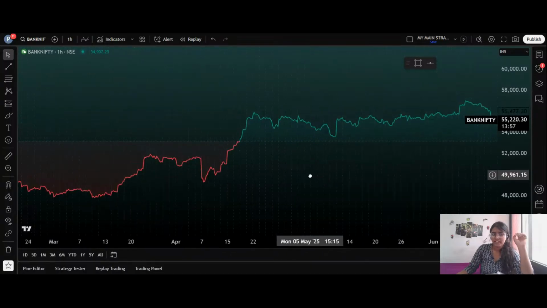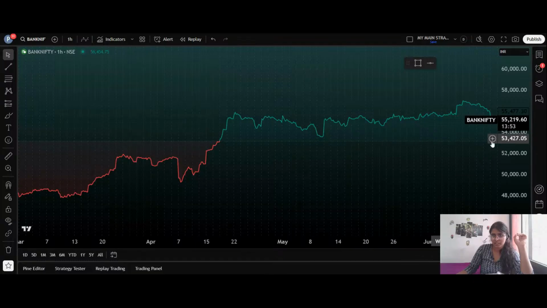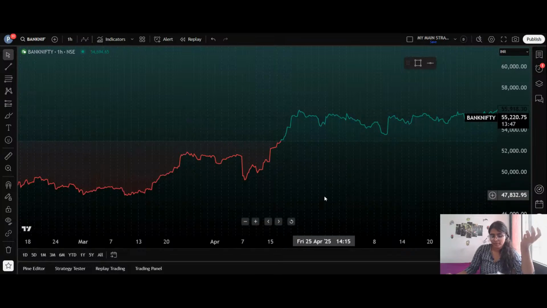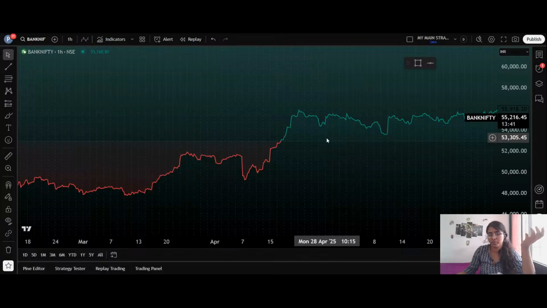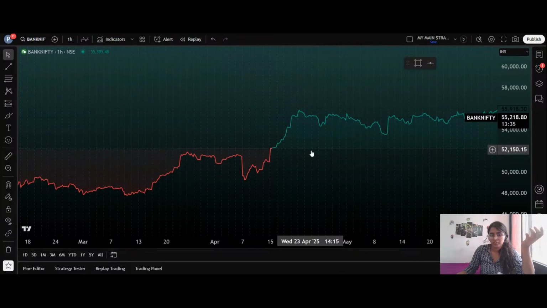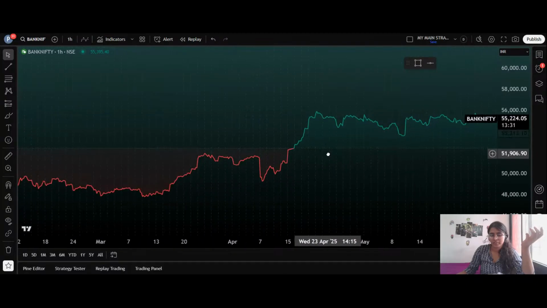So what is the baseline? See, here you can see this is the baseline, above which it is showing green color, below which it is showing red color. So the baseline is nothing but a horizontal line that we set. We can decide what should be our baseline. Supposedly, I want my baseline to be here.